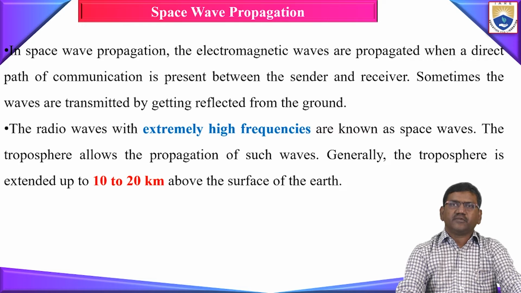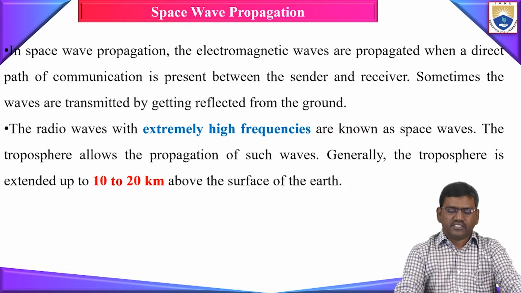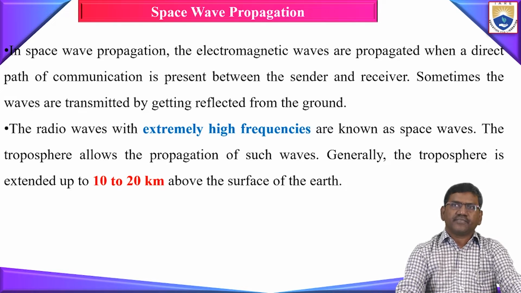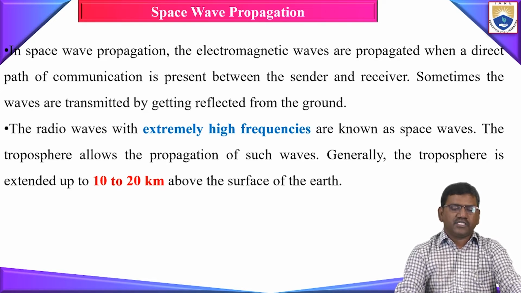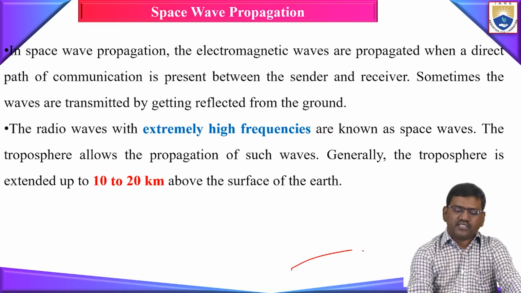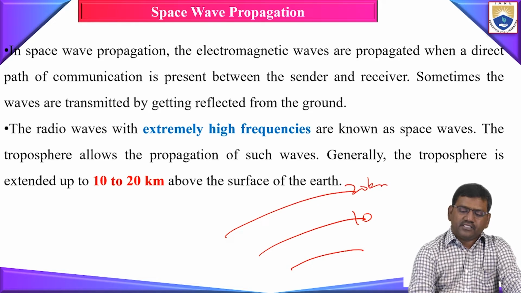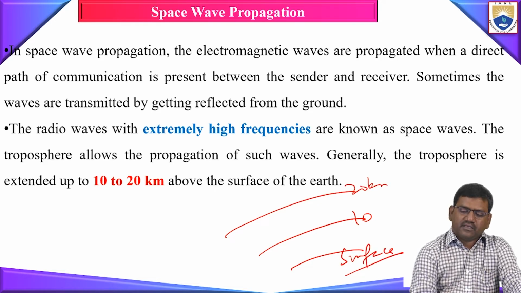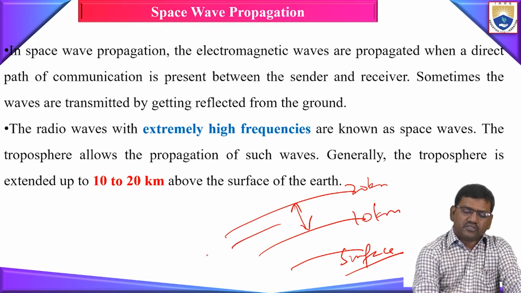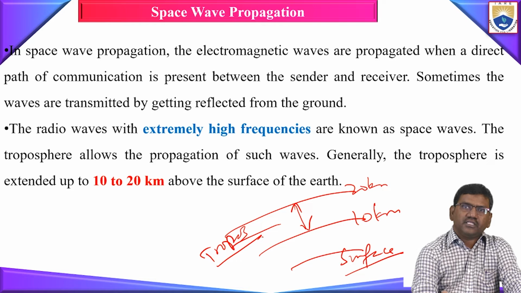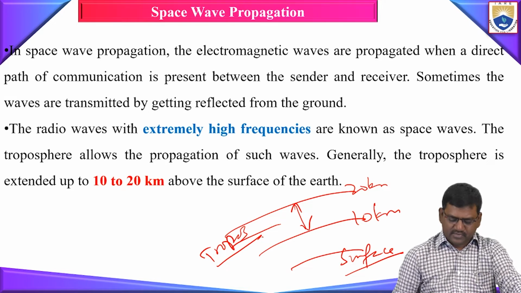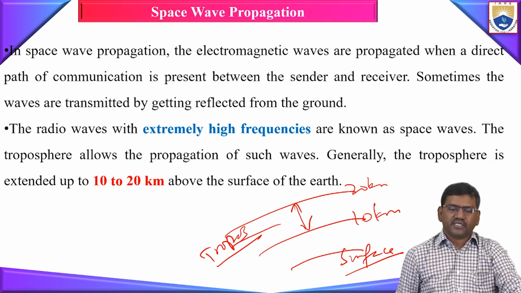We can transmit this type of high frequency only in the space wave region, or tropospheric region. The troposphere allows the propagation of such waves. Generally, the troposphere extends up to 10 to 20 kilometers above the surface of the earth. So in the region from 10 to 20 kilometers above the surface of the earth, which we call the tropospheric region, the space wave propagation is possible.